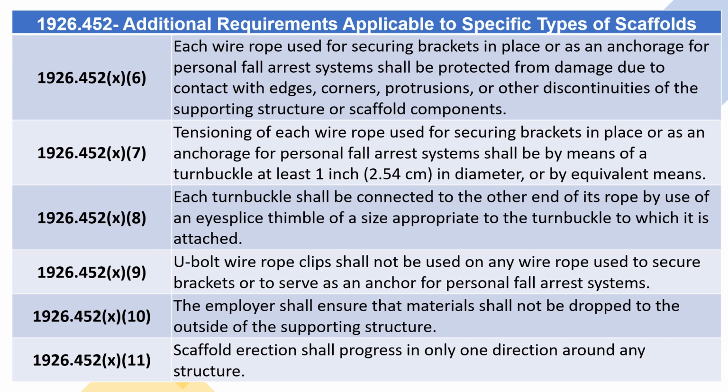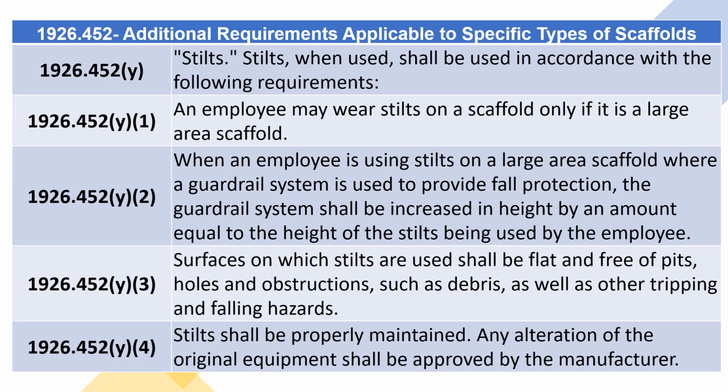1926.452(x)(10): The employer shall ensure that material shall not be dropped to the outside of the supporting structure. 1926.452(x)(11): Scaffold erection shall progress in only one direction around any structure. 1926.452(y): Stilts. Stilts, when used, shall be used in accordance with the following requirements.